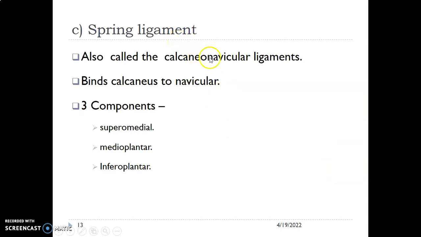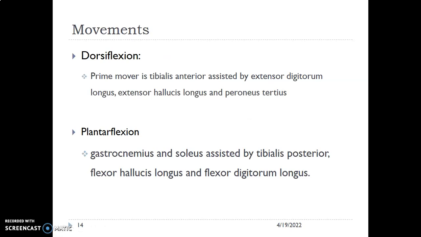Then we have a spring ligament. The other name for spring ligament is calcaneonavicular, from the calcaneus to the navicular. Okay, and it has three components: a superomedial, medial plantar, and inferior plantar. Superomedial, medial plantar, and inferior plantar. So those are the parts of the spring ligament.